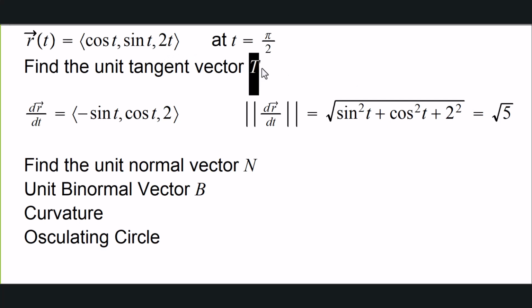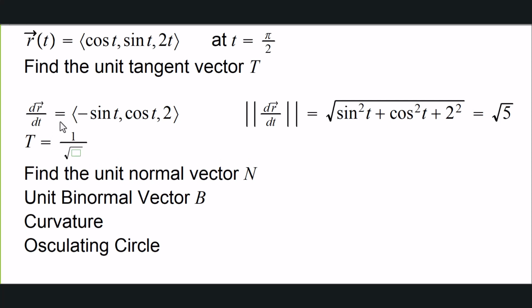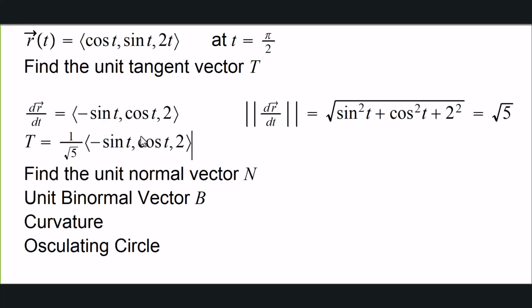So what is the unit tangent vector then? dr/dt multiplied by the reciprocal of the magnitude. So that will be simply 1 over square root of 5 times the vector. You may write square root of 5 over 5 if you would like. And that's the unit tangent vector.